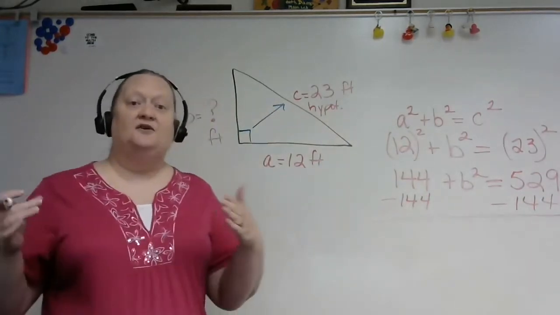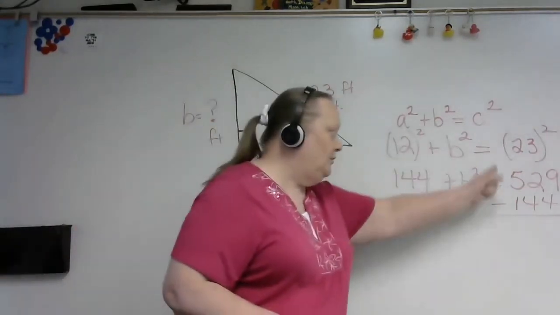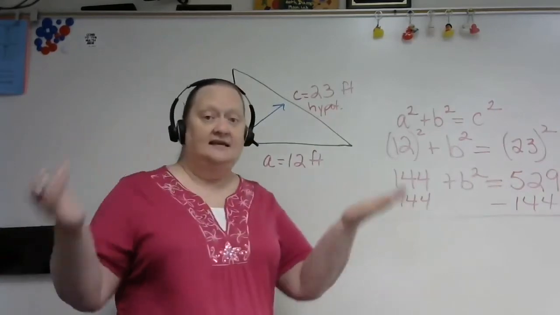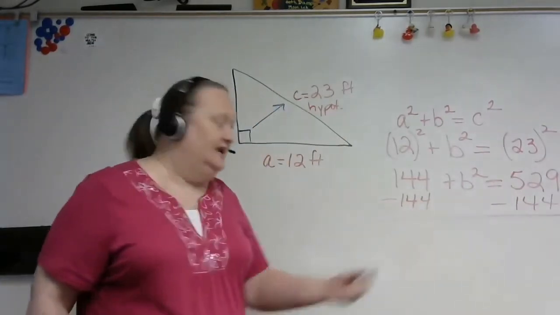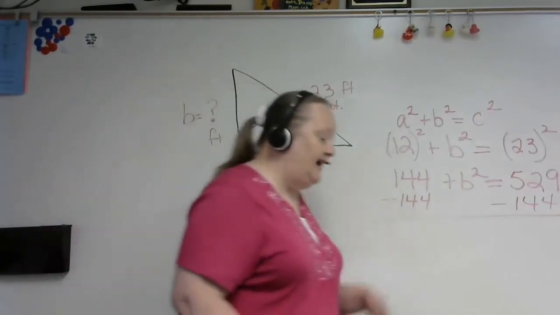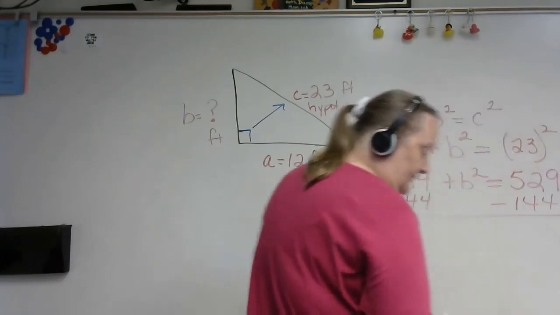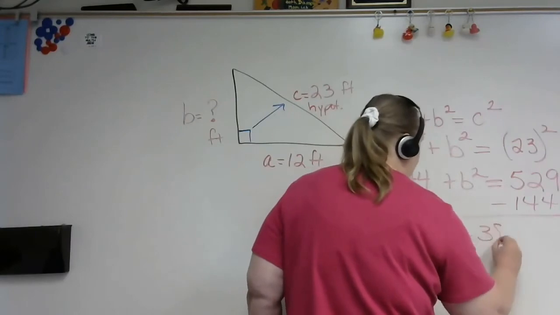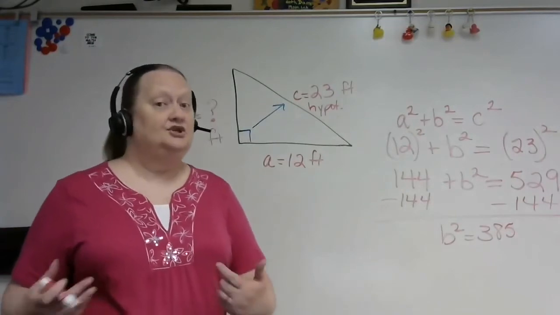In other words, if they're together, like in the first example, we will add. If they're separated by the equals, we will subtract. Because that says we've got this plus this equals the 529, so this alone has to be the difference between those. So we find the difference. 529 minus 144 gives us 385. So that says B squared equals 385.